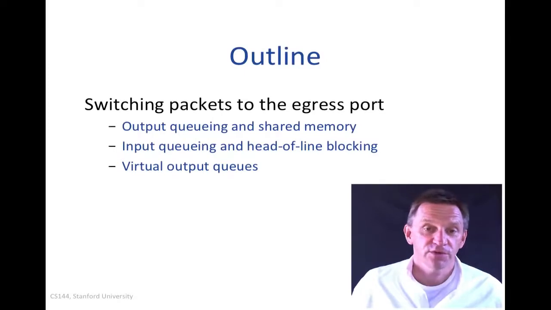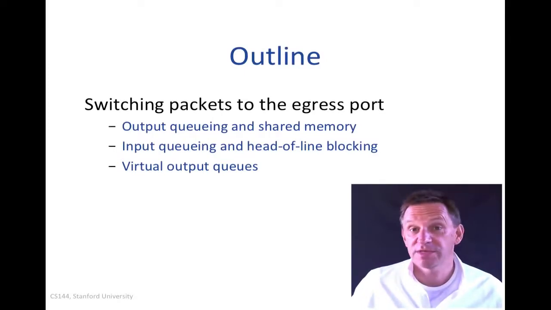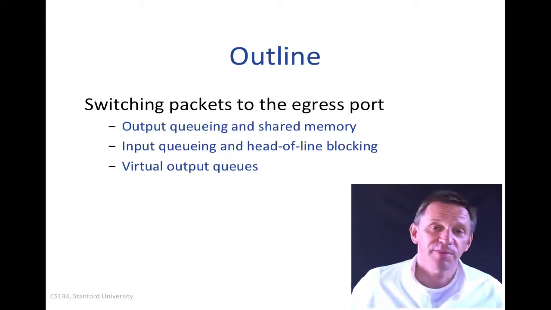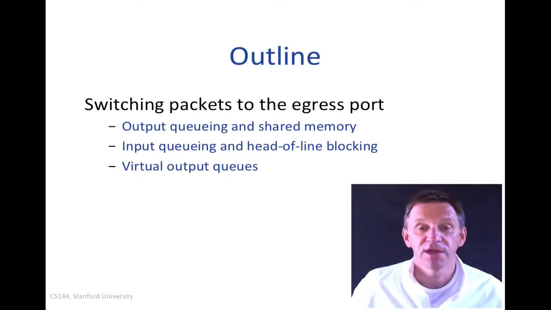In the last video, we saw how addresses are looked up in tables for Ethernet switches and internet routers. And in this video, I'm going to explain how packets are switched to the correct egress port. I'm going to look at a number of different techniques: output queuing, input queuing, and virtual output queues. And we'll get a sense for how these packet switches are actually built.